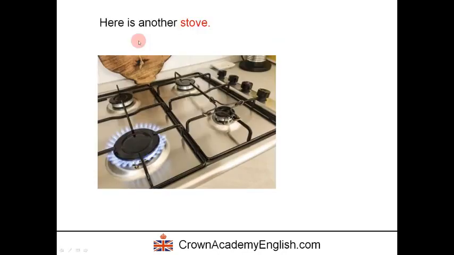And here is another stove. And this one is a gas stove. You can see the gas here. So the whole thing is the stove. And each of these 4 things are called a gas ring. So this is a gas ring, and here are 3 other gas rings. So the stove has 4 gas rings.